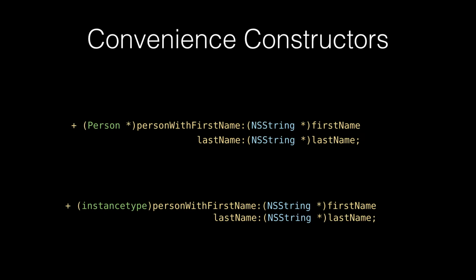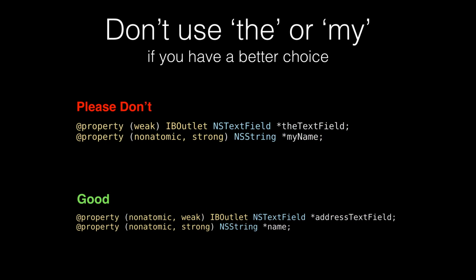So sometimes you'll be using convenience constructors, which will return the type of object. It'll construct an object and return it for you, and it'll save you some typing so you don't have to type out alloc and init yourself. In the top example, we see it's returning a Person object, which is fine, because that's the type of object you want to have returned. Below you see a somewhat newer way of doing it, which is using the instancetype keyword, which we'll learn about later.